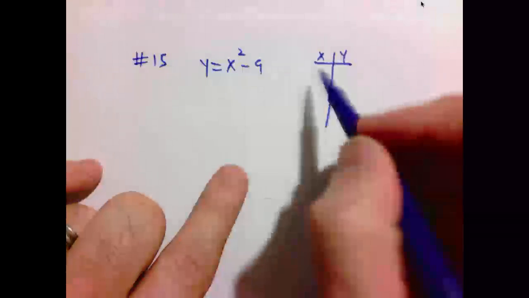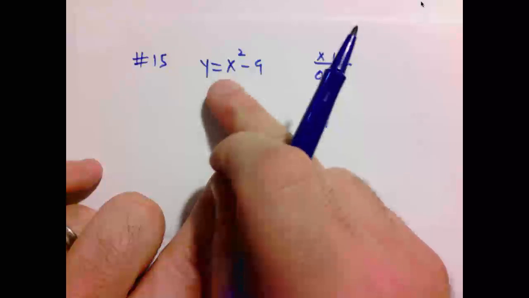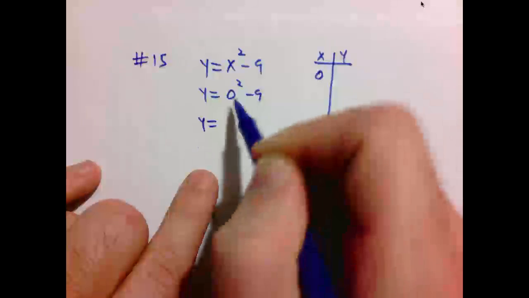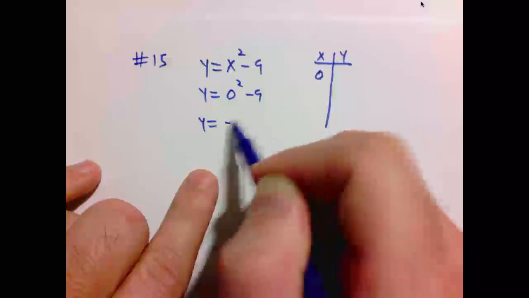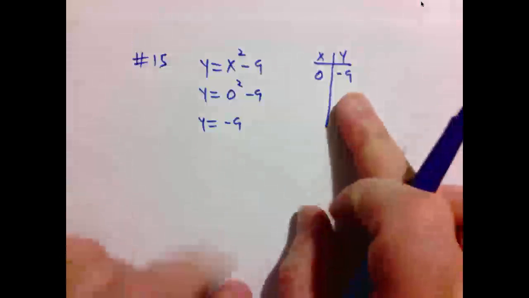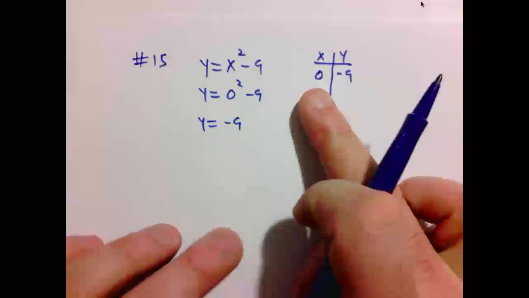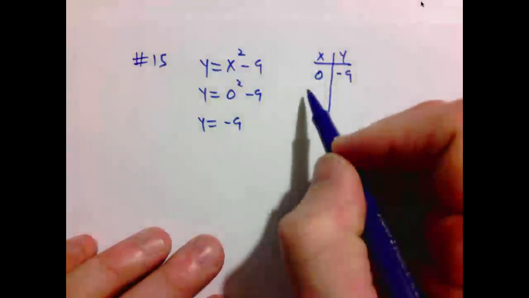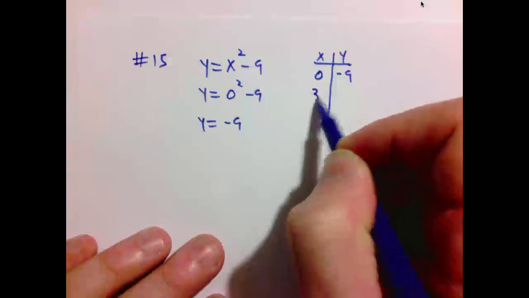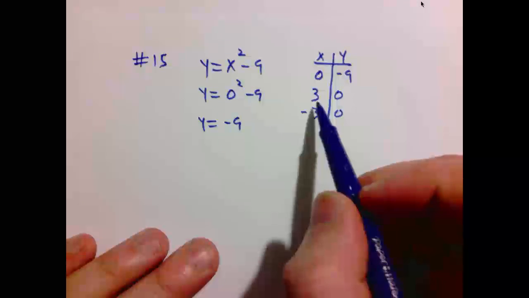I'm going to substitute a 0 in place of x. When x is 0, 0 squared is 0, minus 9 is -9. When x is 0, y is -9. This value is my y-intercept. At the intercepts, one of the coordinates is equal to 0. As it happens, we will have 2 different x-intercepts. 3 will pair with 0 and -3 will pair with 0. Let me show you that.